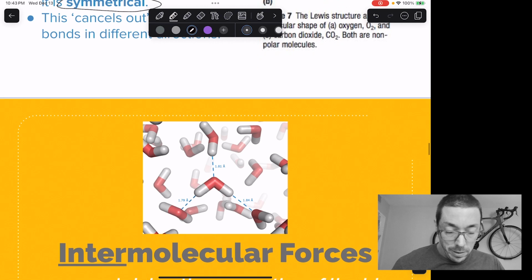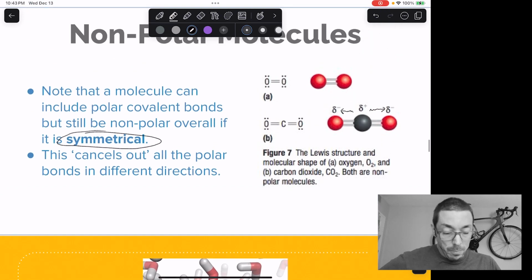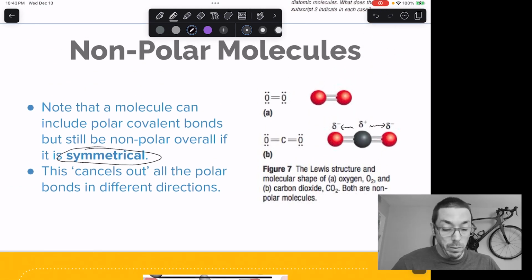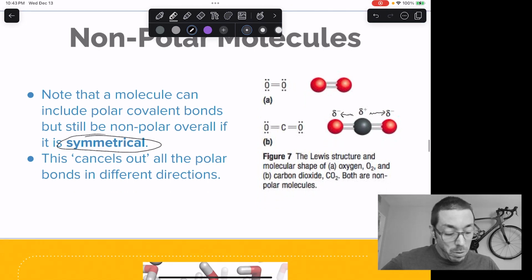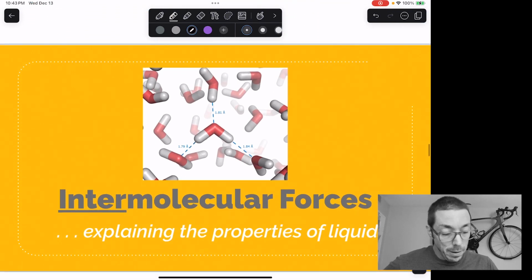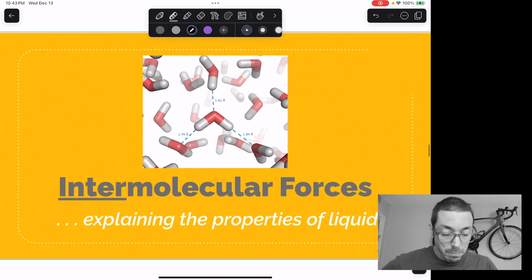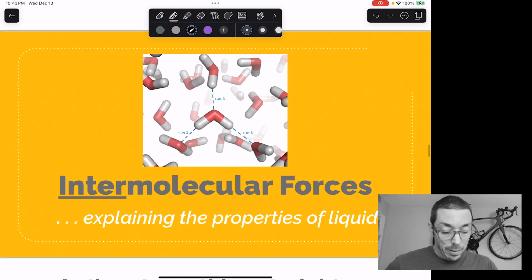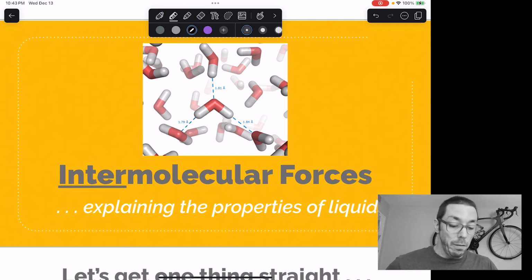So now that we understand polar bonds and polar molecules, we are going to move into our final concept, maybe the most challenging concept to wrap your heads around. Makes sense for some people. Other people have some difficulty understanding intermolecular forces.